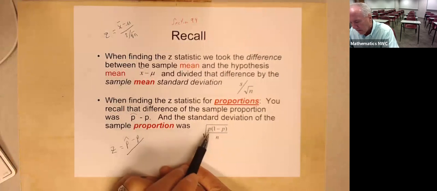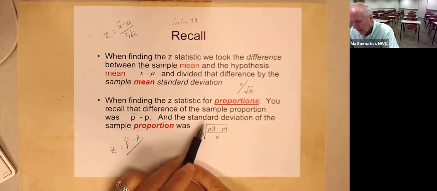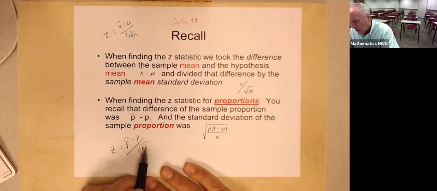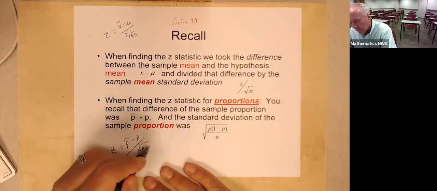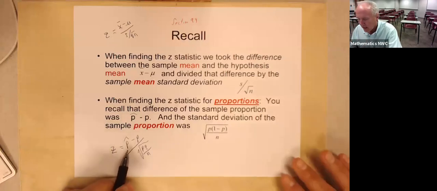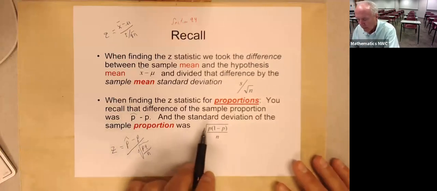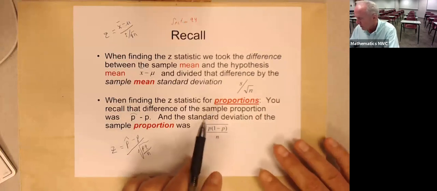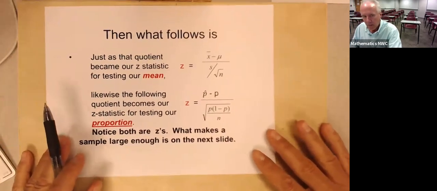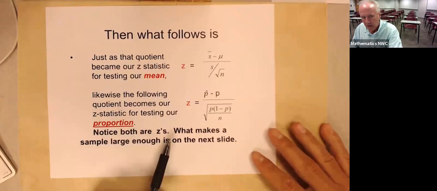We'll be dividing by that adjusted standard deviation, which we use with our confidence intervals, and that was the square root of PQ, where Q could be 1 minus P, all over N. That becomes our statistic now when I'm going to be doing hypothesis tests for proportions. I've written that right here as well. Notice both are Z's.